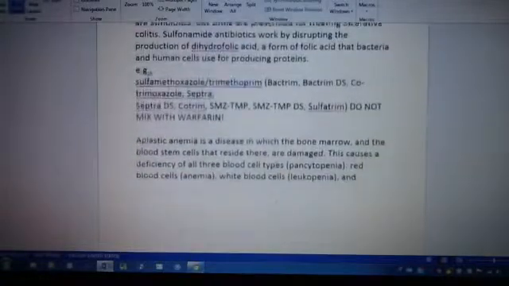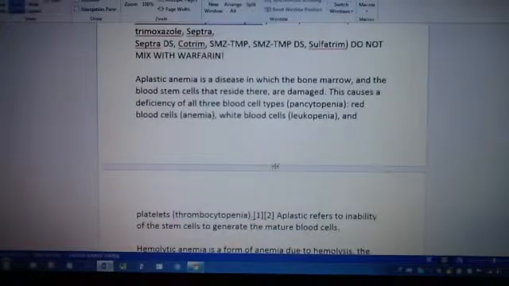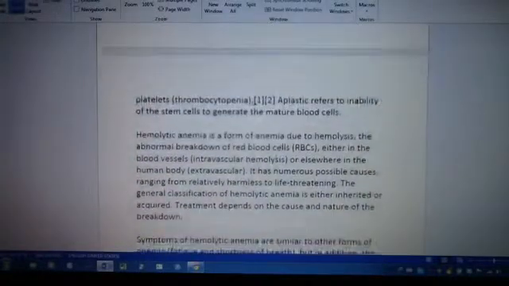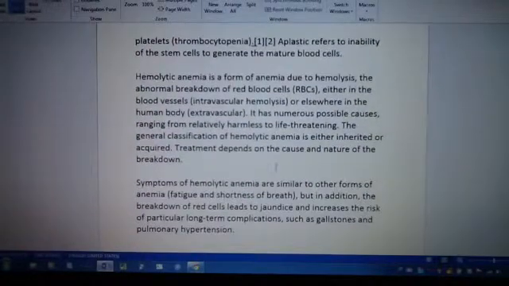What is aplastic anemia? Aplastic anemia is a disease in which the bone marrow and the blood stem cells that reside there are damaged. This causes a deficiency in all three blood types: red blood cells, anemia; white blood cells, leukopenia; and platelets, thrombocytopenia. Aplastic refers to inability of the stem cells to generate the mature blood cells.